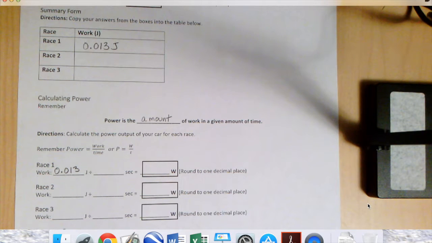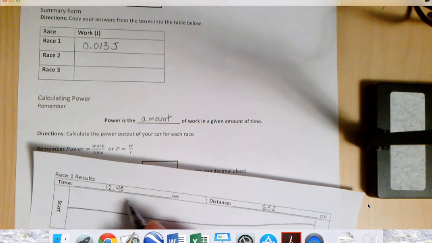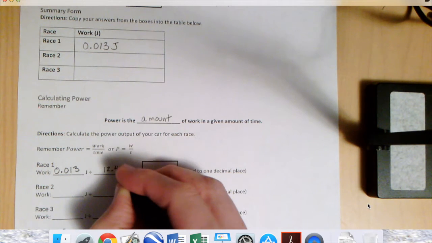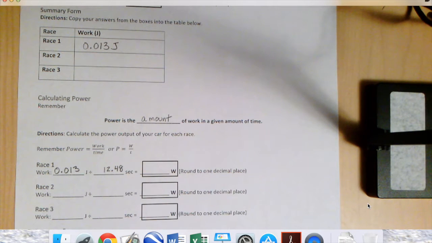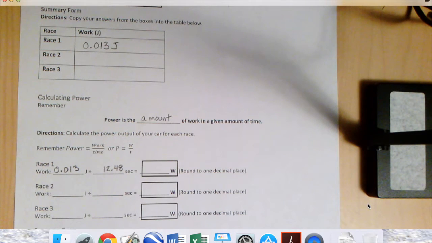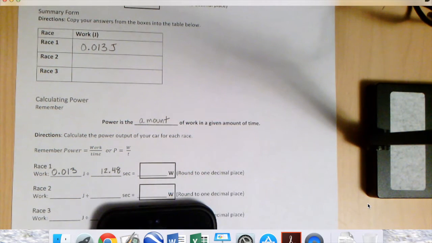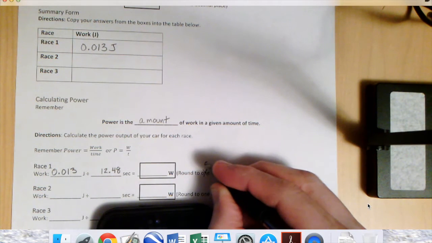So let me pull up my information from race number 1. I saw my car went in 12.48 seconds. You're probably already figuring this out, that number is going to be super small, so we'll go to several decimal places. Let me take out my calculator, 0.013, and I'm going to divide by 12.48. That gives me a super small number. Instead of 3 decimal places, let's go to 5. That way we can see how precise it is.